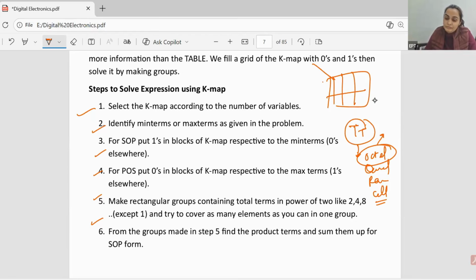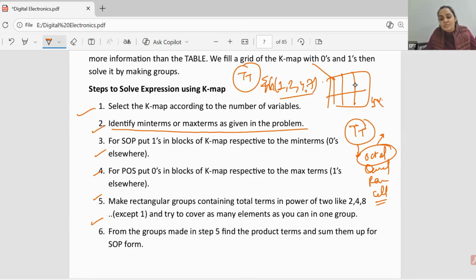And see, I will discuss this next. You can directly fill the table from the truth table, or if your boolean expression is given in terms of minterms and maxterms, like summation small m 1, 2, 4, 7, then you can directly fill this data here and you will get the boolean expression, right? In SOP form we will combine the ones, and in POS form we will combine the cells having 0.